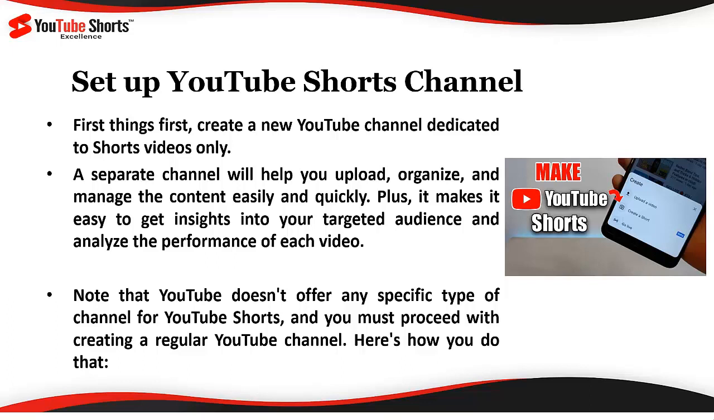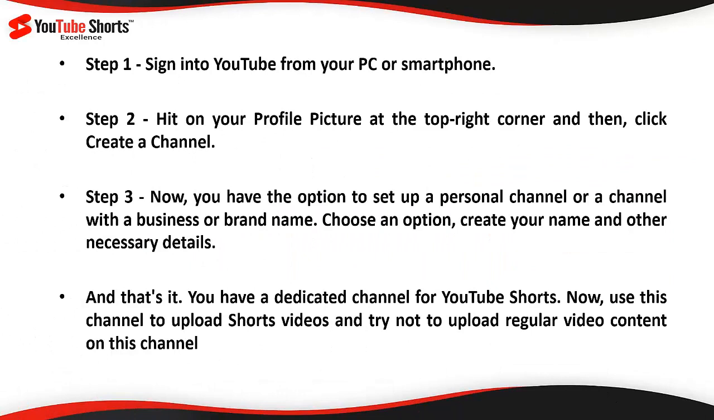Note that YouTube doesn't offer any specific type of channel for YouTube Shorts, and you must proceed with creating a regular YouTube channel. Here's how you do that. Step 1. Sign in to YouTube from your PC or smartphone. Step 2. Hit on your profile picture at the top right corner and then click Create a Channel. Step 3. Now you have the option to set up a personal channel or a channel with a business or brand name. Choose an option. Create your name and other necessary details. And that's it. You have a dedicated channel for YouTube Shorts.